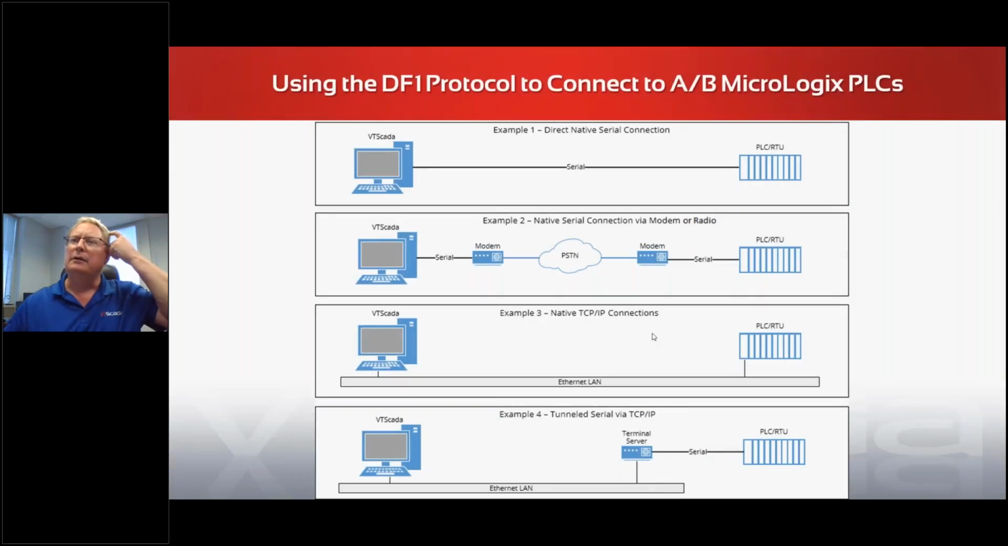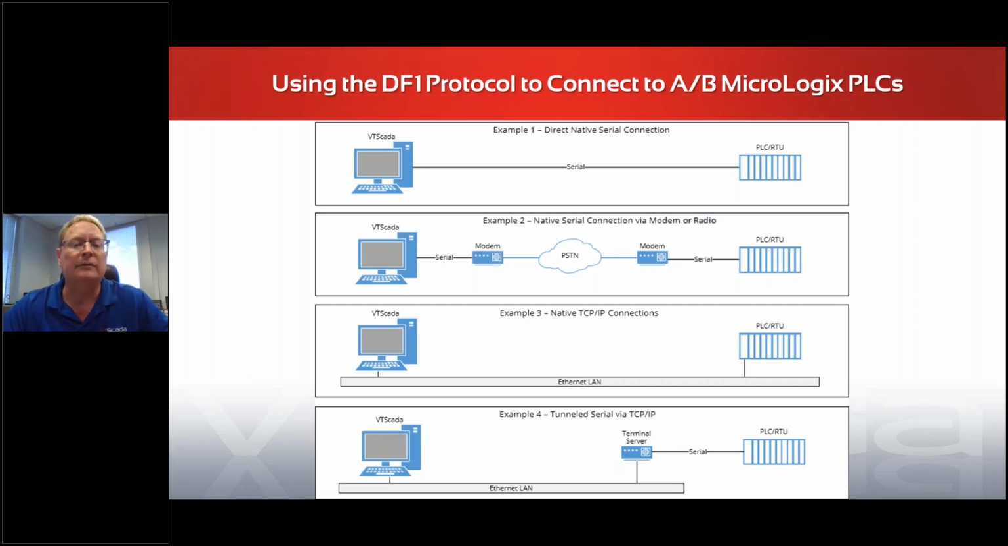Let me go to the next slide here and show you the different ways that we can connect. I've got 4 examples in the graphic. So the first one is just a straight serial connection using port 0 or port 2. Second is using a serial connection through modems.